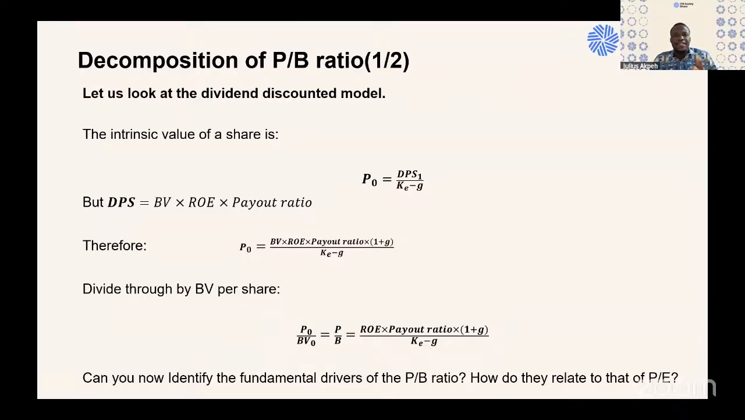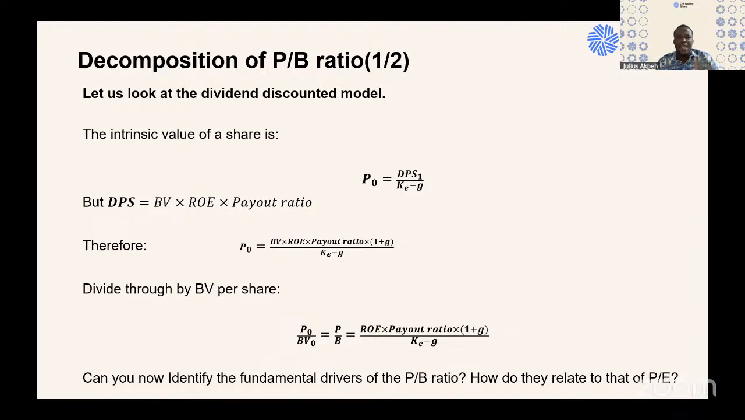You'll realize that the dividend discounted model is a DCF approach, discounted cash flow model, an income approach. But the price to book is a relative approach. But I'm saying that the same fundamental drivers are driving both: cash flow, risk, and growth.